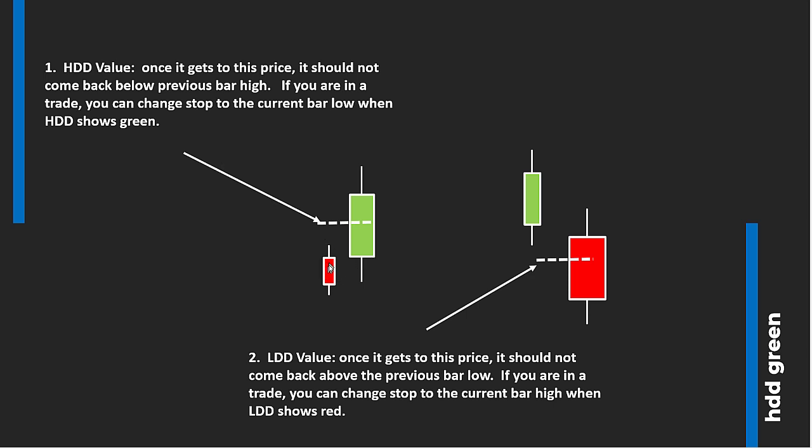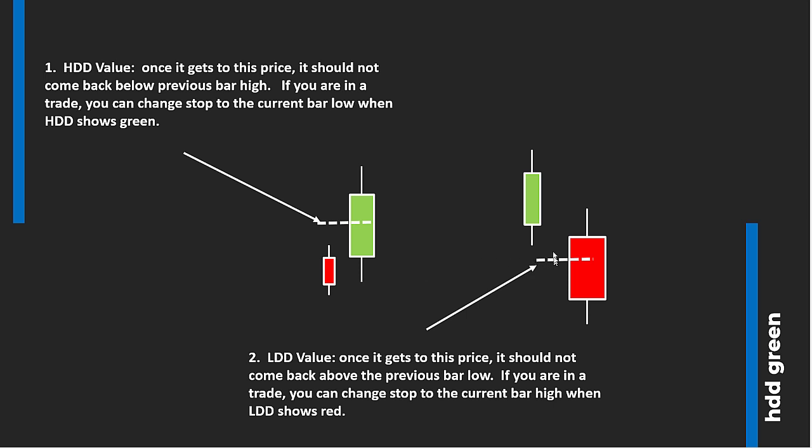Here's the example here. Here's the last bar. This is the current bar here. The HDD value was here. Once price got there in the dashboard, the HDD value went green. Once it goes green, it should not come back to this previous bar high and break it and go lower at all. If it does, it's high probability they're playing games. So one of the things you can do is once you get to the HDD value here, you could change your stop from wherever it's at to the current bar low minus a buffer right there.